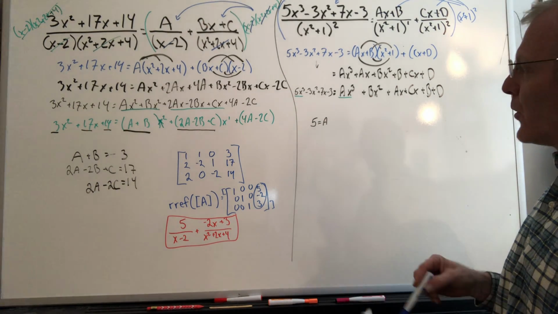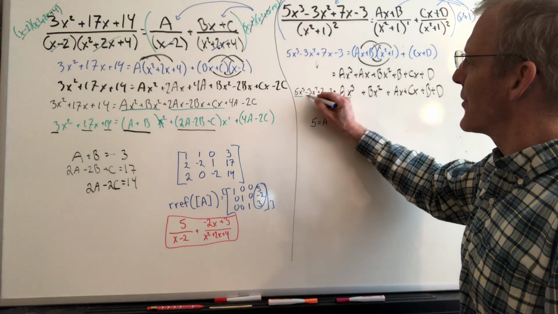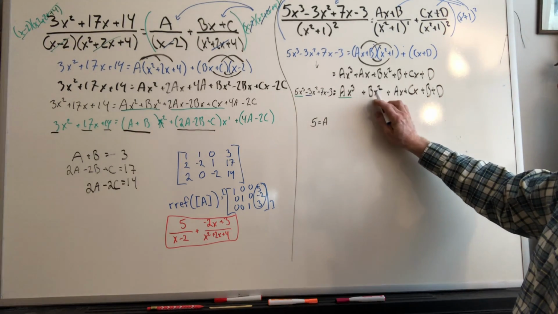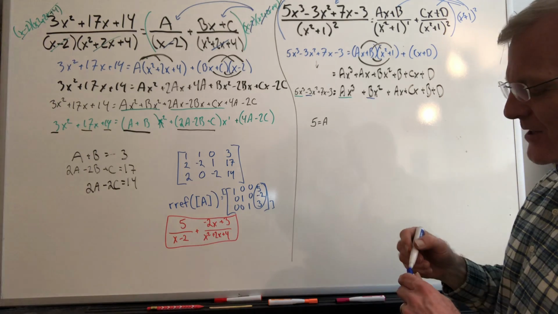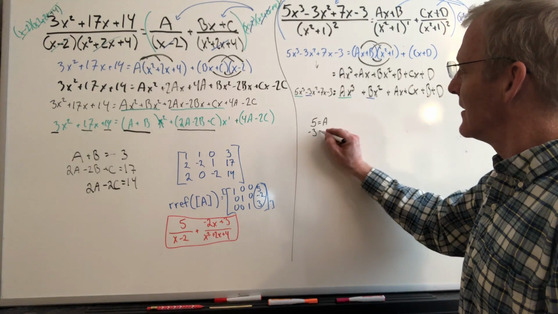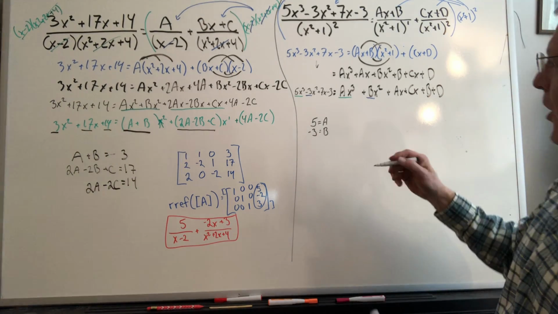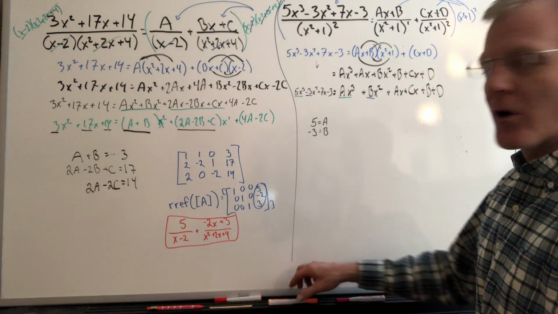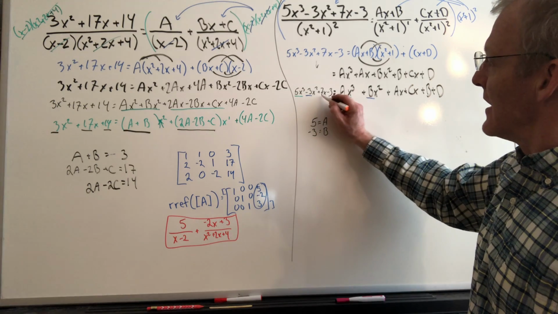Okay, well, what about this part? What about the negative 3 and the x squared? Well, there's only one x squared, b. So, right, we're pretty happy here. Negative 3 equals b. Okay, now we've got a little bit more work to do, but not a big deal.